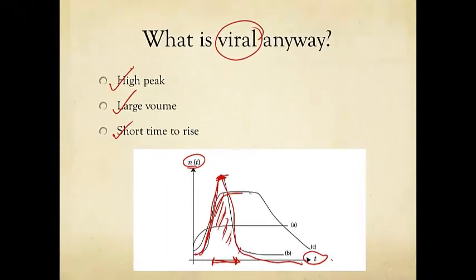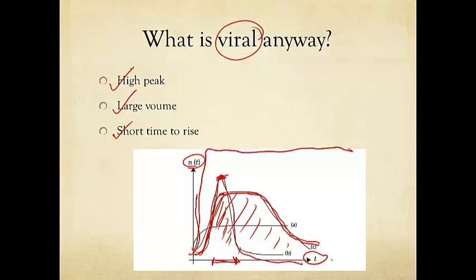So for example, this curve C is often viewed as viral. It's got a high peak, it's got a large area under the curve, and it takes a pretty short amount of time to rise to a high point and stay there long enough. Now, of course, we can also have a curve that rises extremely fast to a very high point and stays there forever and never comes down. That is also a possibility, fed by positive feedback, as we will see later. So roughly speaking, if you've got a high peak, large volume, and short time to rise, then we say that is a viral phenomenon.